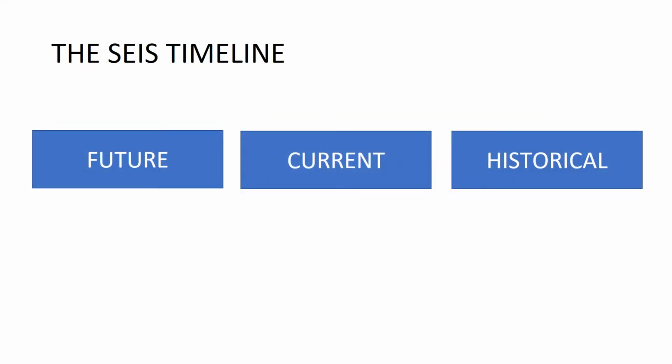SEIS divides IEPs up into three filing categories: future, current, historical. The future IEP is when you are writing a draft of an IEP for an IEP meeting coming up. The future IEP is the only one that can be edited. The current IEP is the IEP from the last meeting. The current IEP is not editable. If parent has agreed to the IEP, then this is the IEP that everyone is implementing. The historical IEP is a prior IEP, such as last year's IEP.